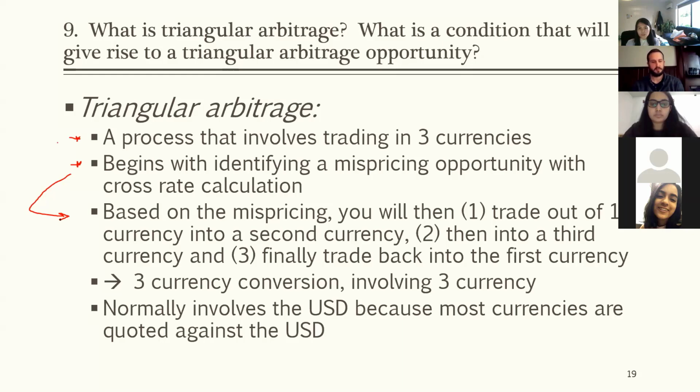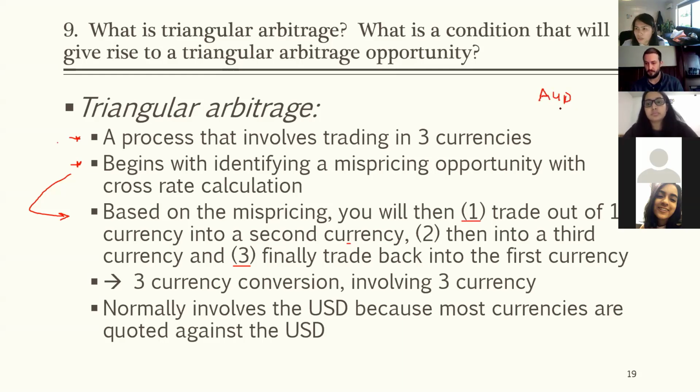Based on the mispricing calculation that you did before, you will then trade three different currencies. Your triangular arbitrage should include three transactions, three currency conversions. You trade out of one currency into another, and then from that currency to a third currency. Finally, you want to close the loop, so your final transaction should be converting back into the first currency. Let me give you an example.